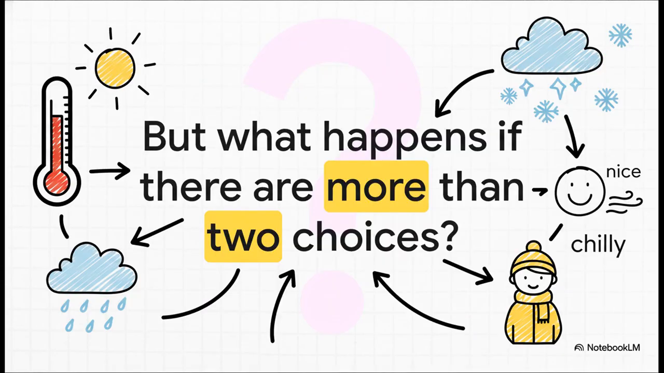Now that works great for a simple hot or not hot kind of situation. But, I mean, the real world's a little more complicated, isn't it? What if it's not hot, but it's just nice? Or what if it's chilly or freezing cold? An if-else statement only gives us two paths. So how do we handle more?